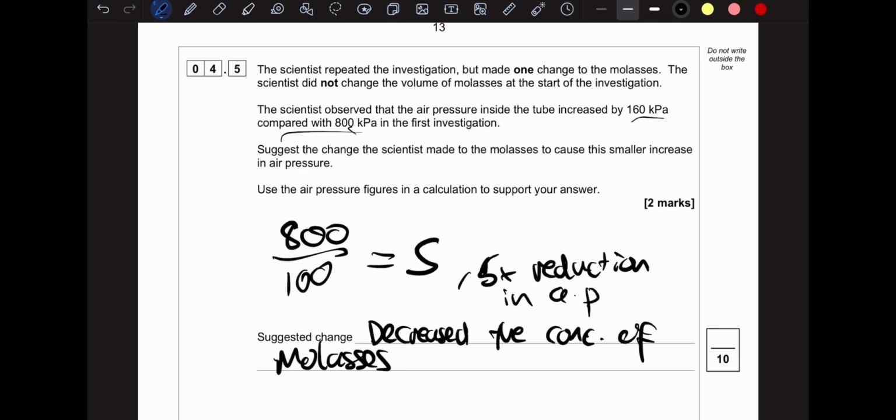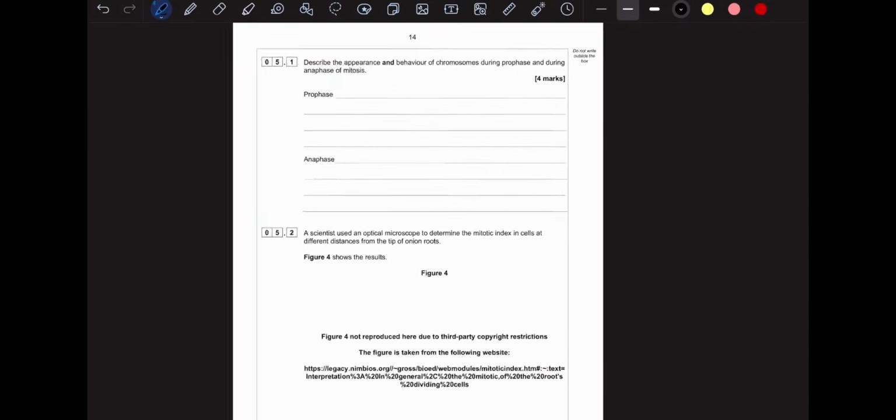Say he reduced the concentration of molasses by 5 times. That works as well. However you want to do it, as long as you're getting this number of 5 from there, that's a calculation. That's the air pressure. Yeah. Just say there's a 5% reduction in air pressure. That should do you fine.